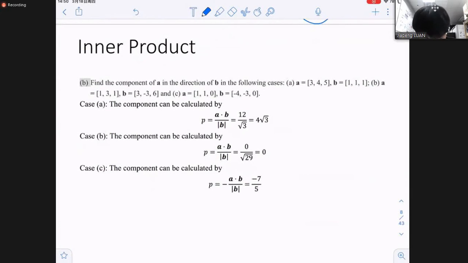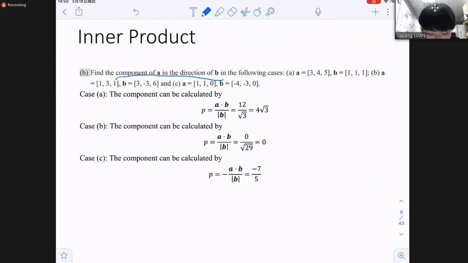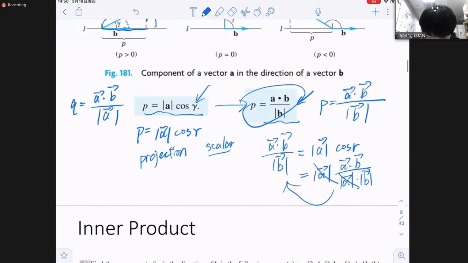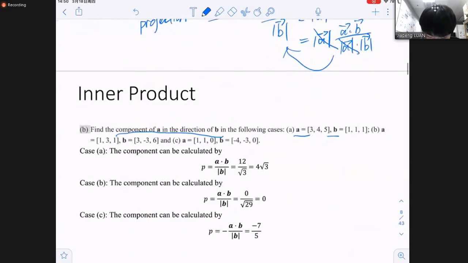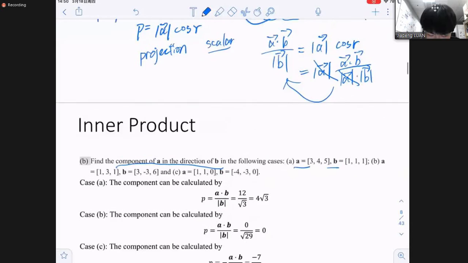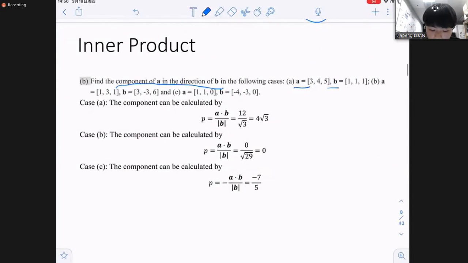And then is something about the inner product. Find the component of A in the direction of B. Yes, we can also say a projection from A to B is also the component of A in the direction of B. In the following cases, you have A and B, so you just base it on this equation, and then you have P is A dot B over B norm, right?